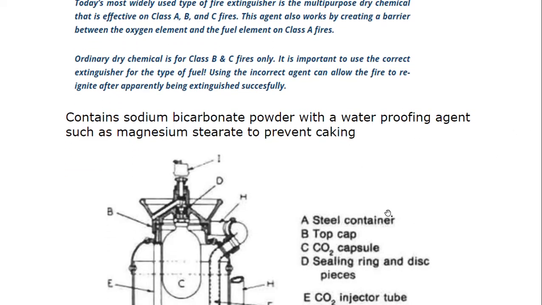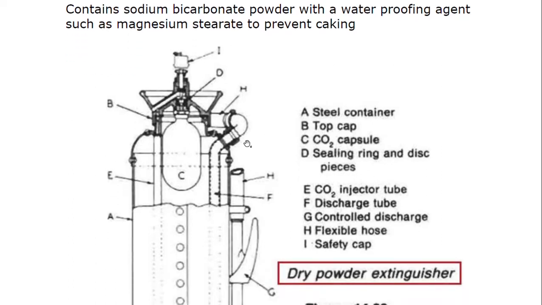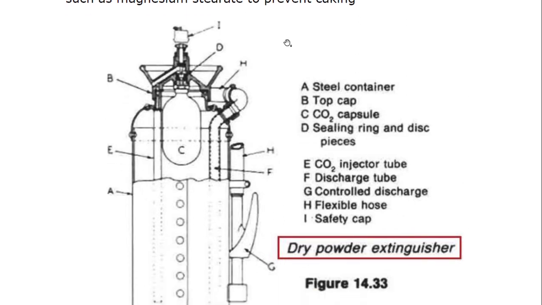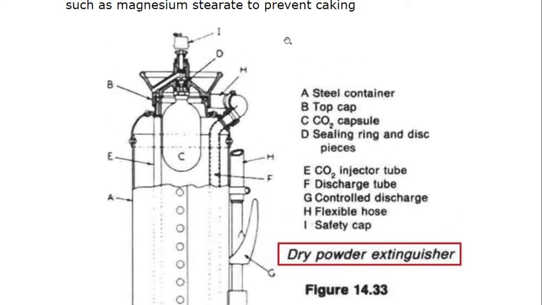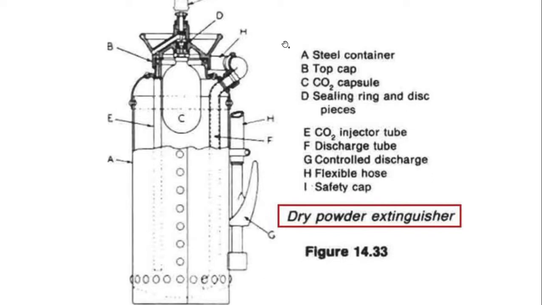Now, what does it contain? It doesn't contain only this one. I'll be discussing more elements further, but for your knowledge, it contains sodium bicarbonate with a waterproofing agent such as magnesium stearate to prevent caking. So it doesn't create caking, so we have this sodium bicarbonate and magnesium stearate. You can see this is a portable extinguisher where you find its parts. Okay.